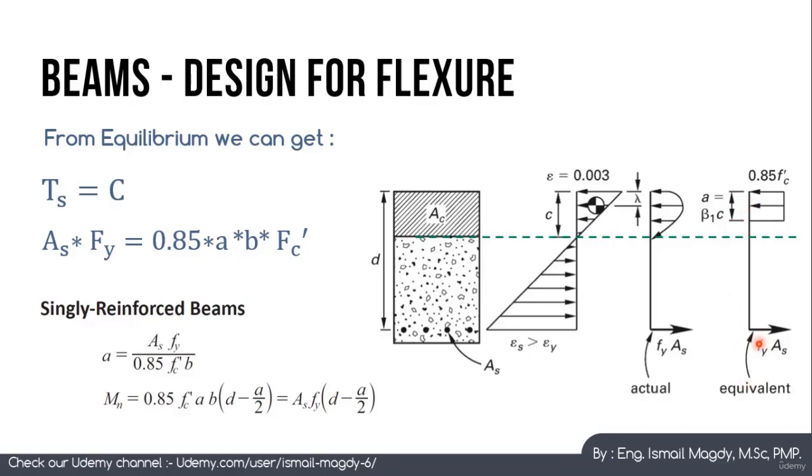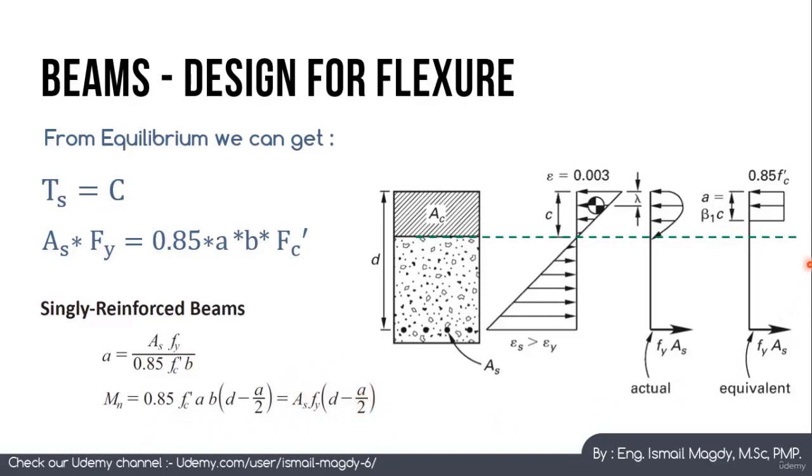Let's calculate the moment at this center here. It is going to equal area steel multiplied by Fy multiplied by the distance between the center of the compression and here. We know that the distance from here to here is d, and this part is a. So the distance from the middle to here is going to be d minus a over 2. And this is how we came up with this term here.